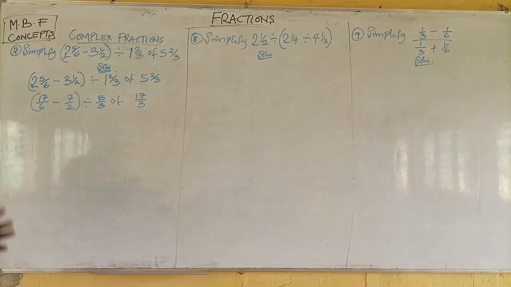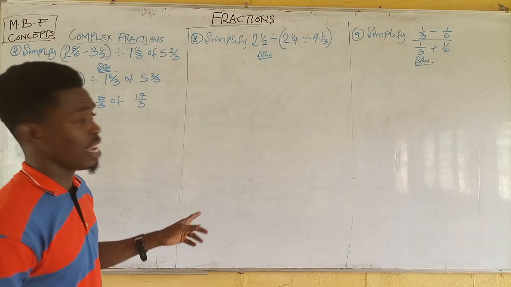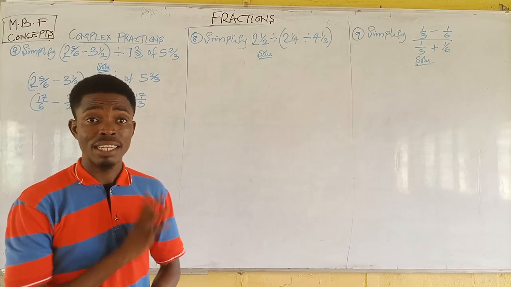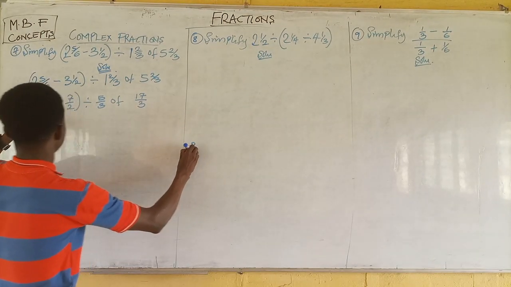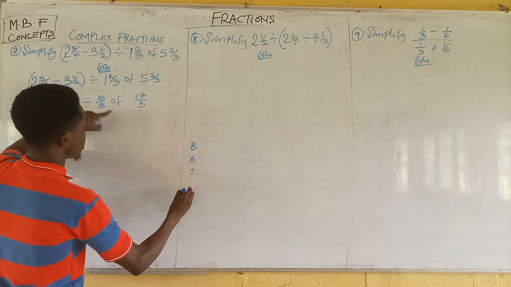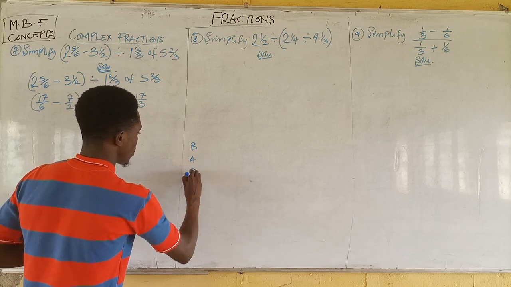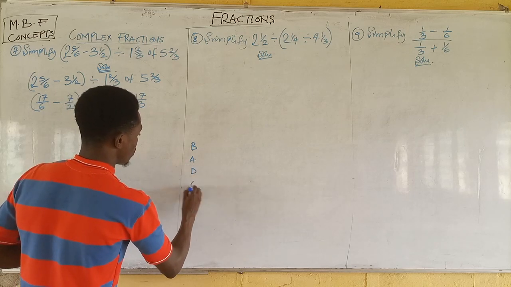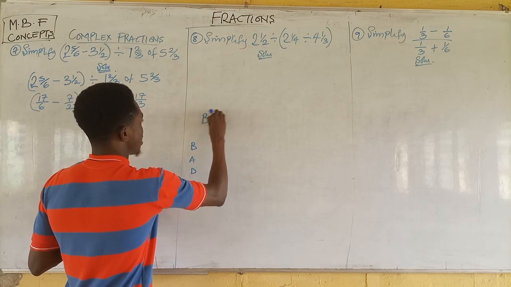Now, guys, the next thing we are quickly going to do is to identify the BODMAS characters that are here. And what are they? First, we have brackets, then we have subtraction, then we have division, then we have of. Now, in the law of BODMAS, we have that this is BODMAS.